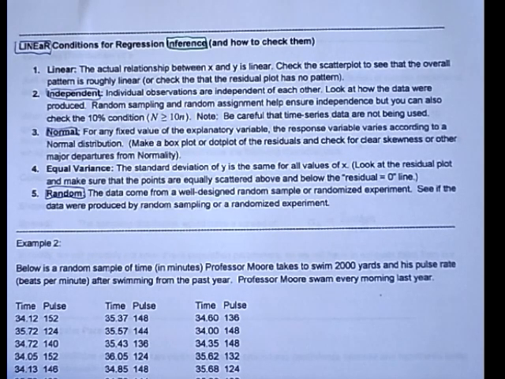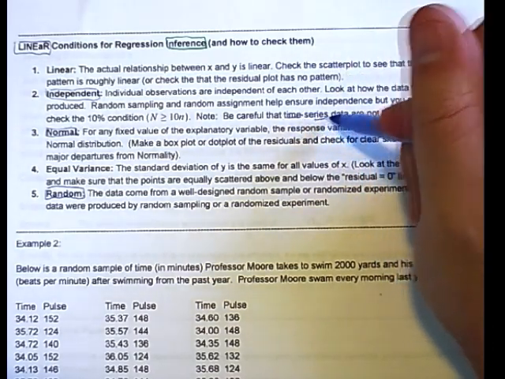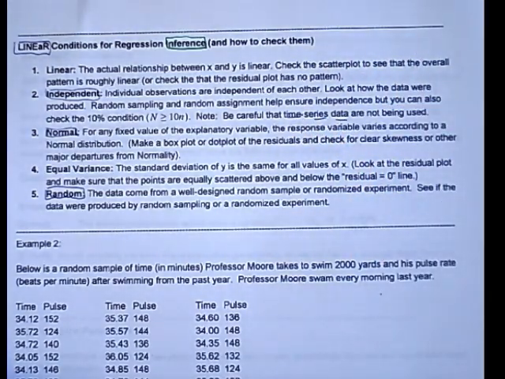And a lot of times we can just look at how the data is produced to check that condition. Or you can just do what you're used to doing: population size is bigger than 10 times the sample size.